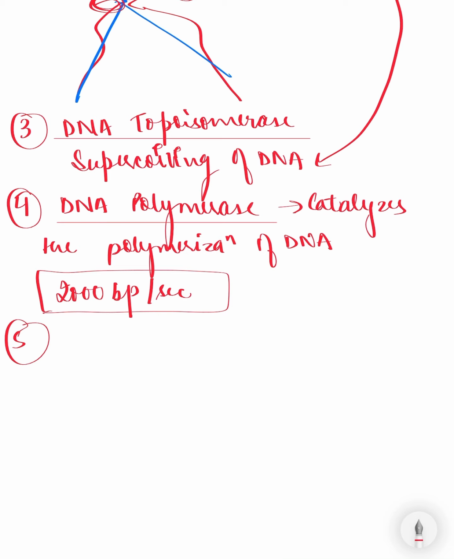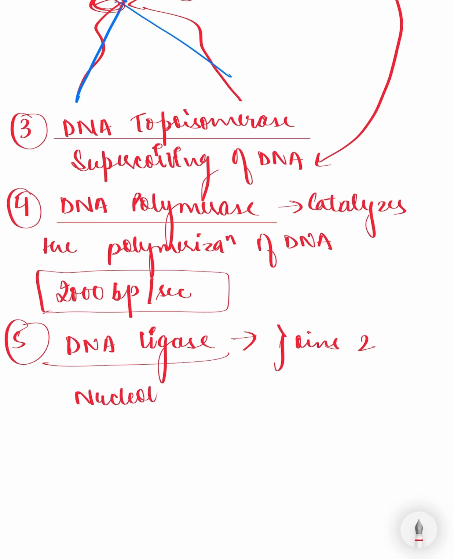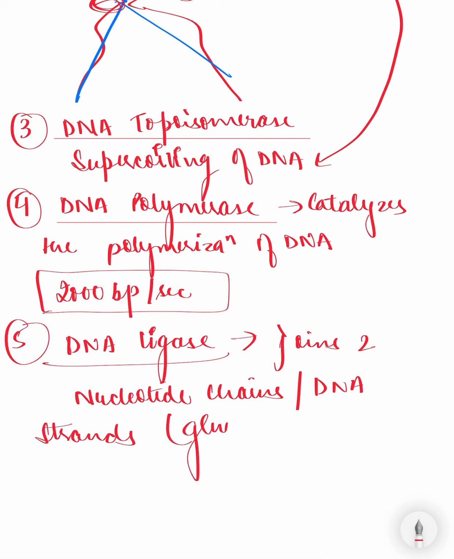Now next enzyme we have is DNA ligase. DNA ligase, this is the enzyme which joins two nucleotide chains, or two DNA strands. It acts as a glue for the DNA because it joins two DNA strands.